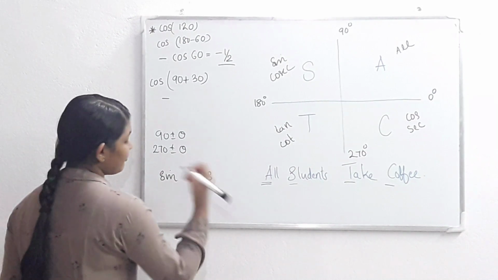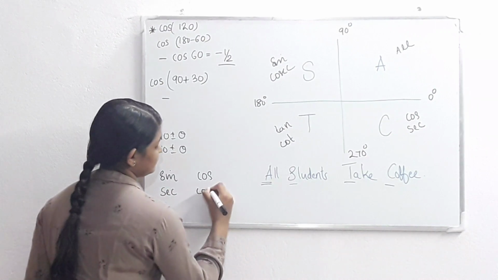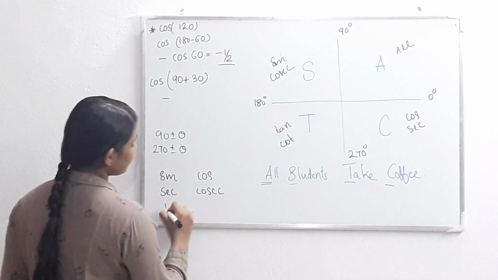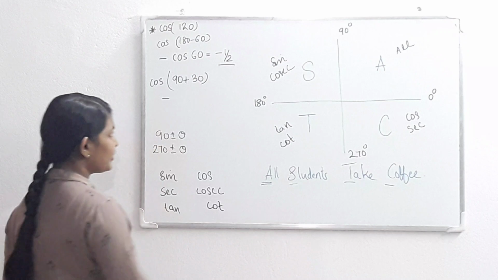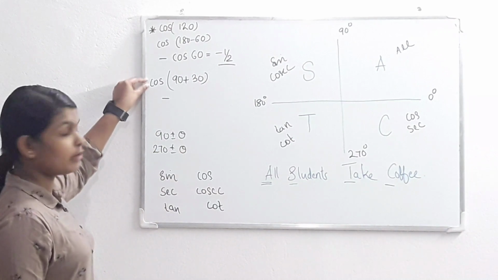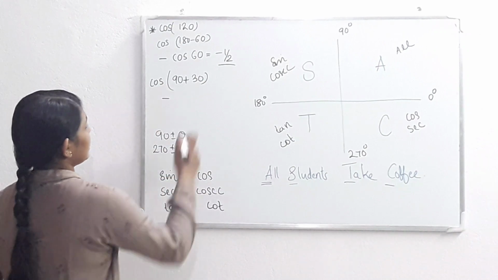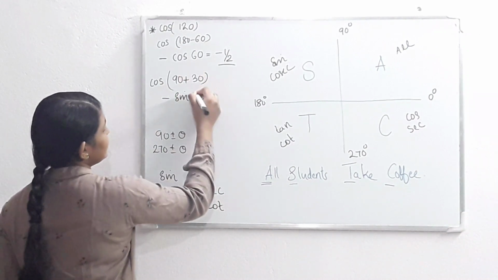What is the cofunction of sec? Cosec will be its cofunction. What is the cofunction of tangent? The cofunction of tangent will be equal to cotangent or cot. This is how we do that. What is the cofunction of cos? The cofunction of cos will be sine. So minus sine theta. Which is the theta? Yes, the 30 degrees is theta now.